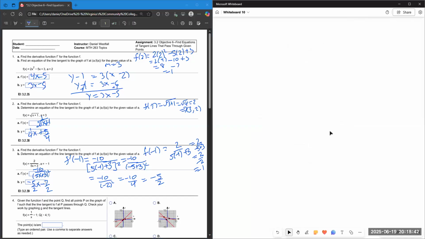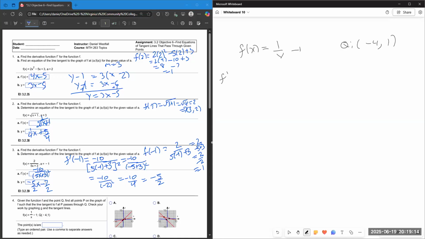And now for our last problem for this video: given the function f and the point q, find all points p on the graph of f such that the tangent line to f at p passes through q, and check by graphing the function and the tangent lines. So f of x is going to be equal to 1 over x minus 1. Point q that's given to me is negative 4, 1.